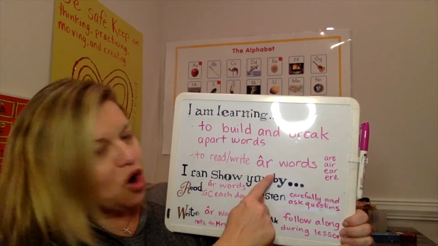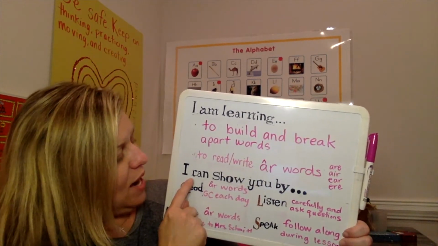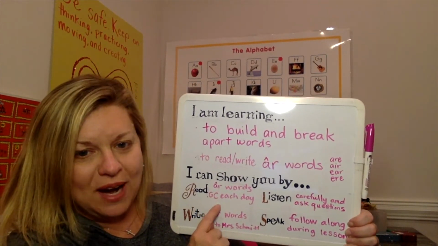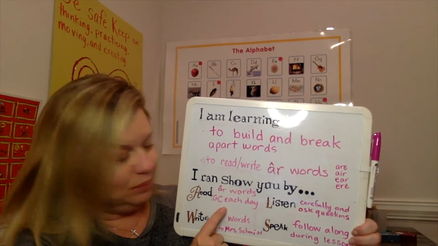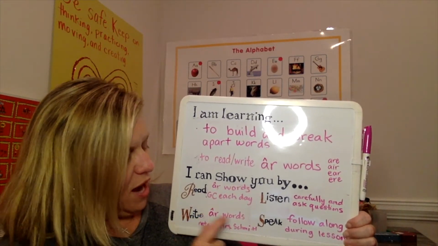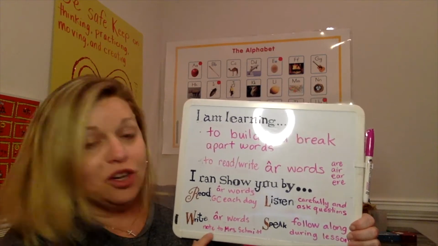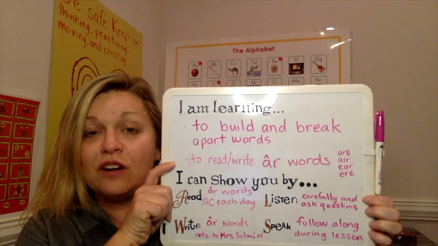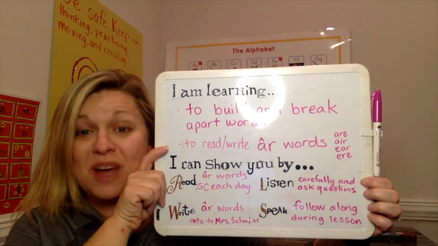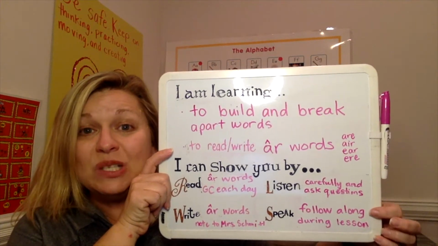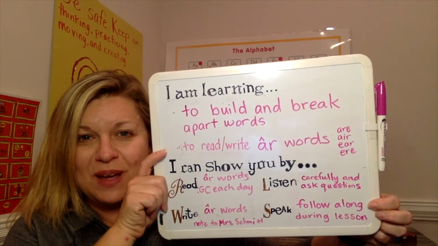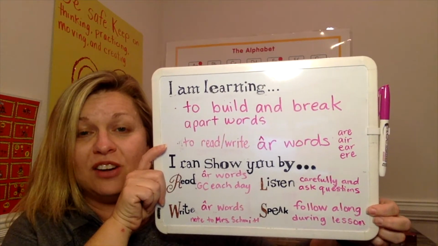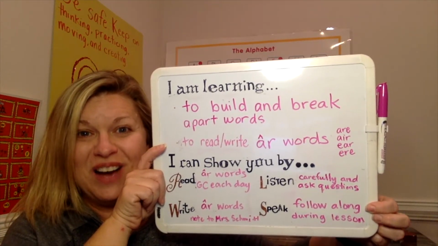I want you to show me your learning by reading air words correctly. I want you to also be reading in Google Classroom every day. Please write air words and include them in your note to Mrs. Schmidt in Google Classroom this week. Please listen carefully and ask questions, and then please speak to show your learning. I expect that you are speaking and following along with your brain and your eyes and your body and your voice. Okay, let's get started.